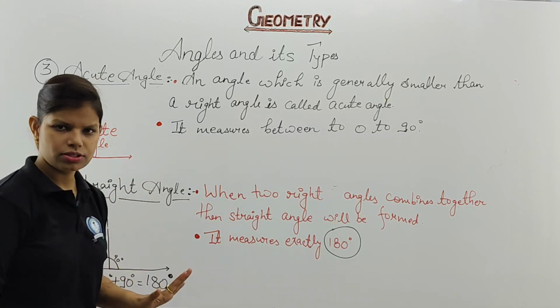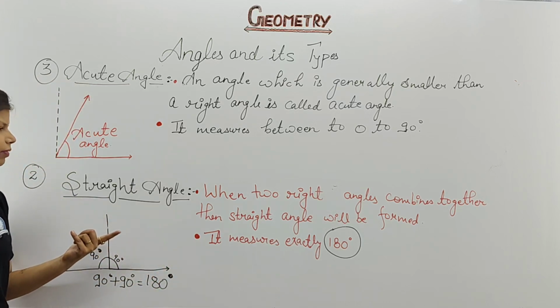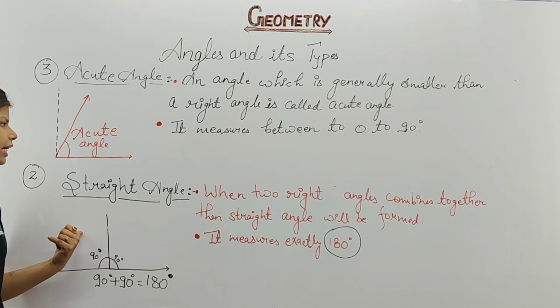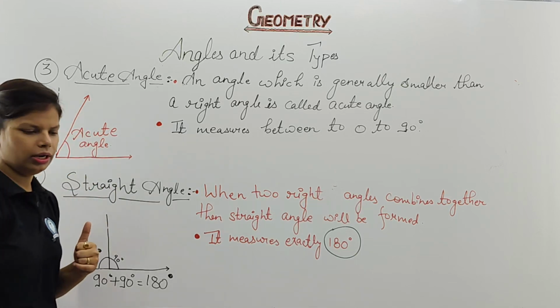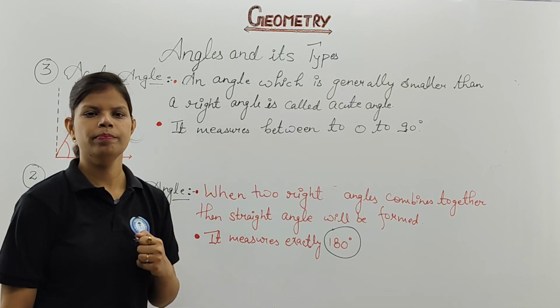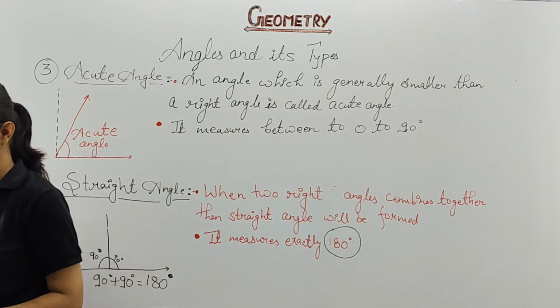Clear? Understood now? So first we have discussed about right angle, then straight angle, then acute angle. Now let's move to the other part of this one. Fourth part of yours will be your obtuse angle. Clear? So let's move to the fourth part.